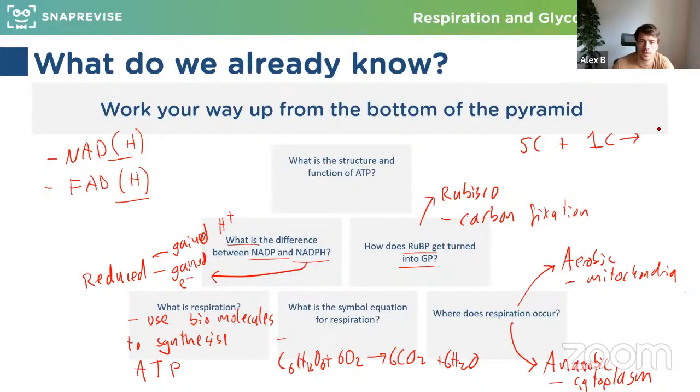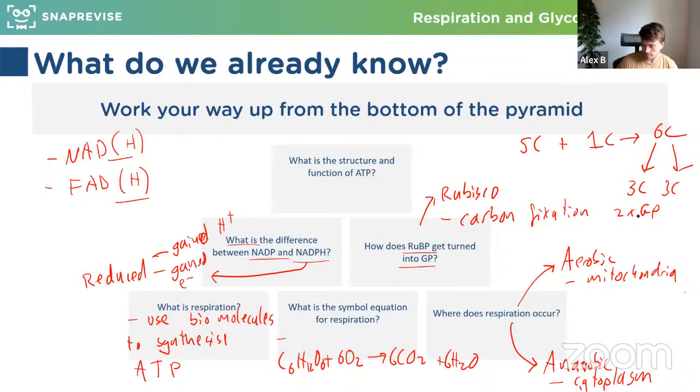Some specs, you need to know the name. Actually, no, sorry, no one needs to know the name for this one, just a 6 carbon intermediate. And this then splits into 2 3 carbons. And these are GP, basically. So 2 times GP. That happens in the stroma of the chloroplast. So that's like the equivalent of the cytoplasm inside the chloroplast.